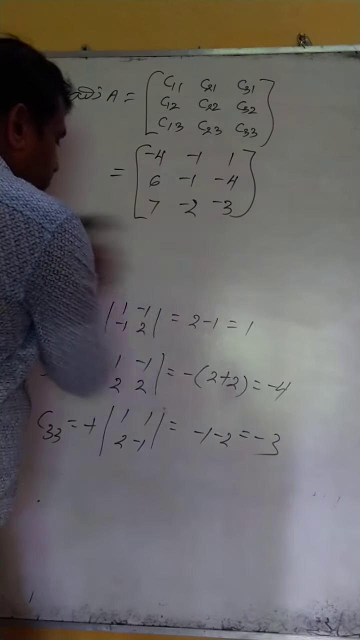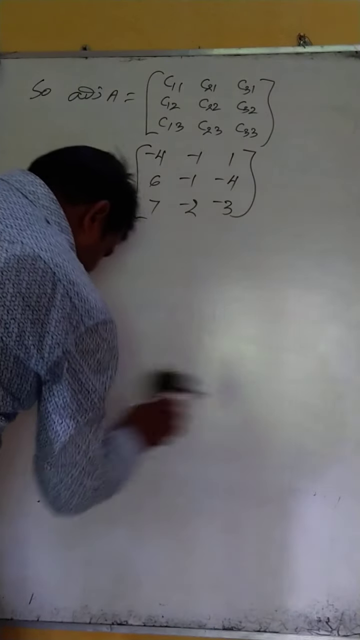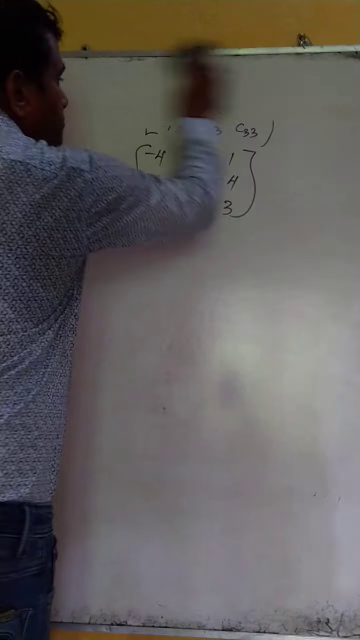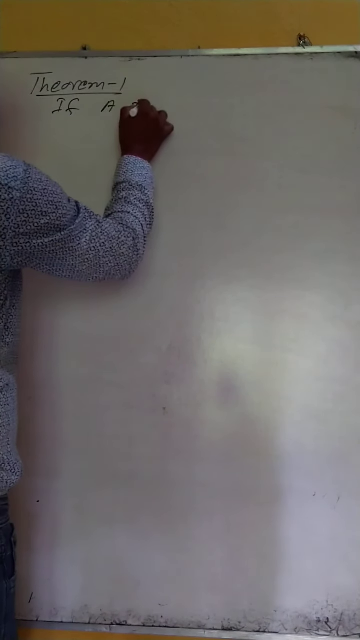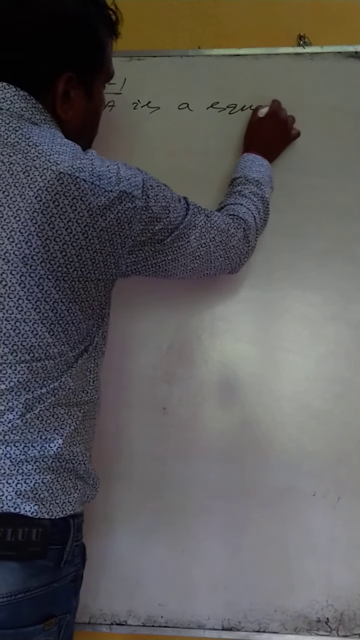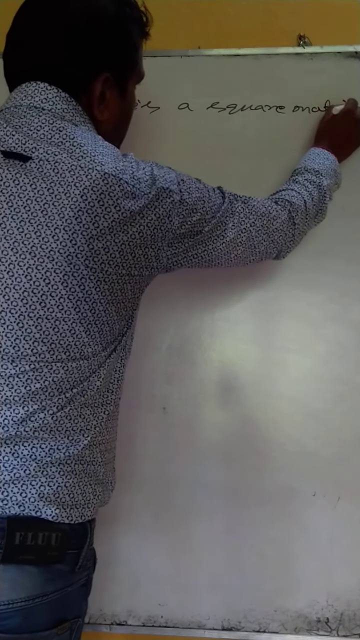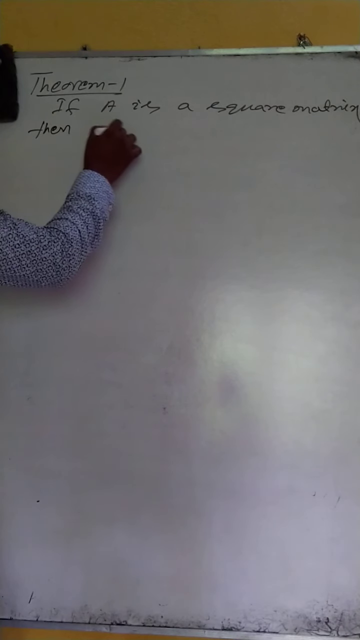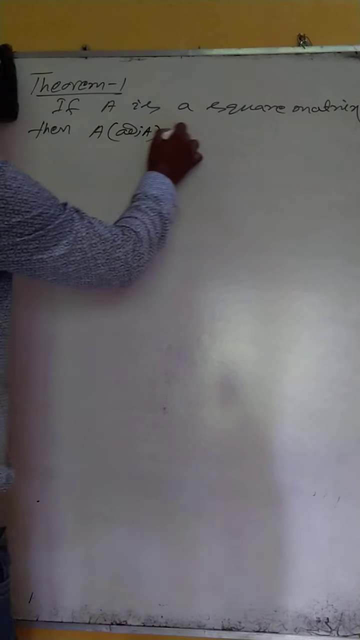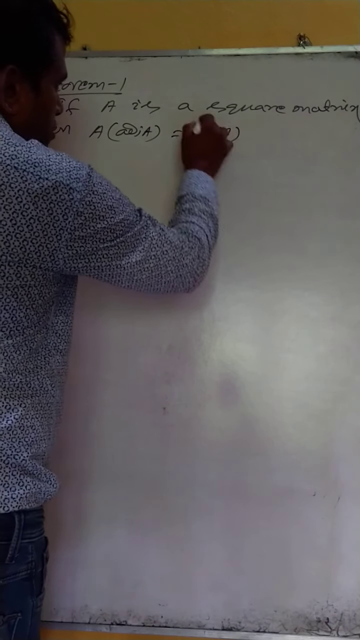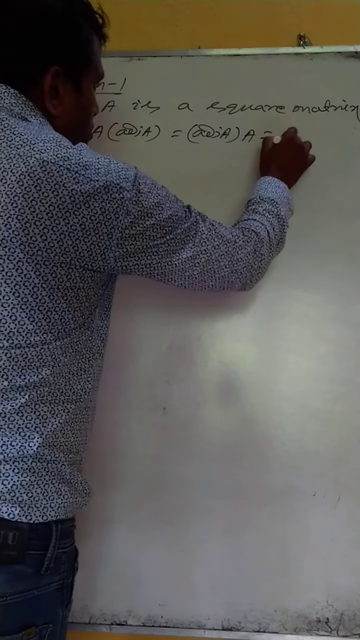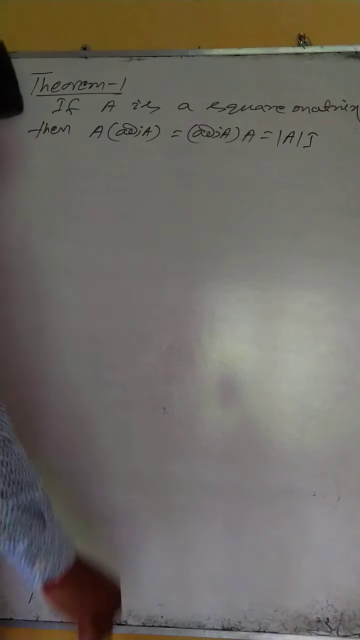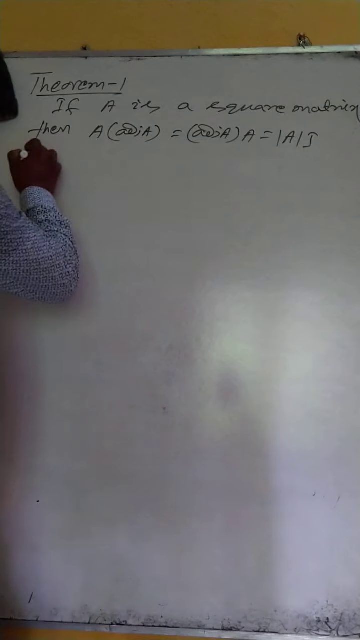Okay, now we discuss a theorem. Theorem 1: if capital A is a square matrix, then A into adjoint A equals adjoint A into A equals determinant A into I.